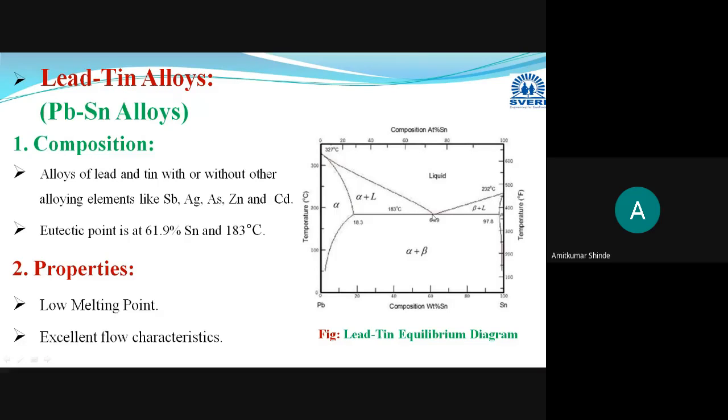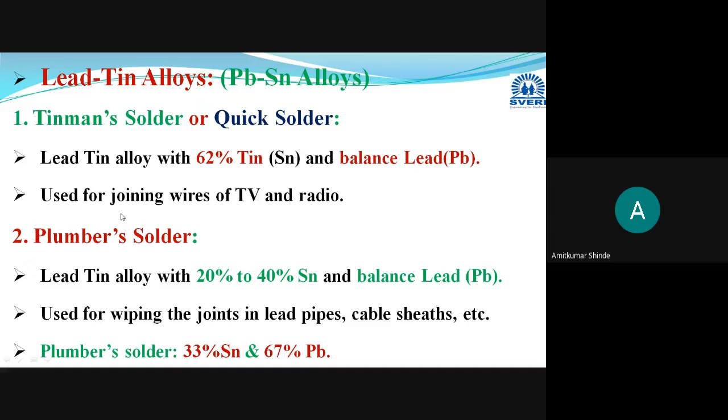That's why these are used for performing soldering operations, and can be used for joining different wires of TVs, radios, or different kinds of electrical equipment wires. I think you have seen this for joining the electrical wires of different equipments. We are using one soldering material. That soldering material is termed the Tinman solder or quick solder. Soldering is nothing but joining two different metals, and here we are directly using one metal as the filler metal.